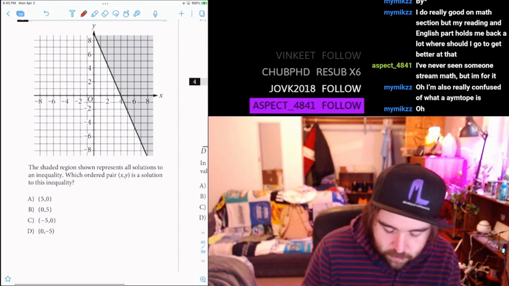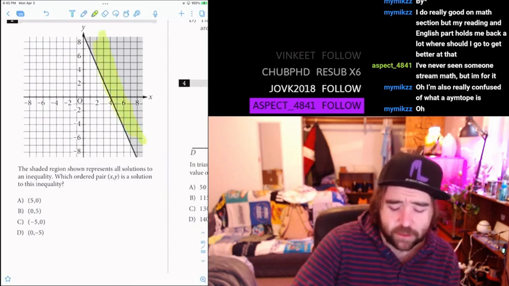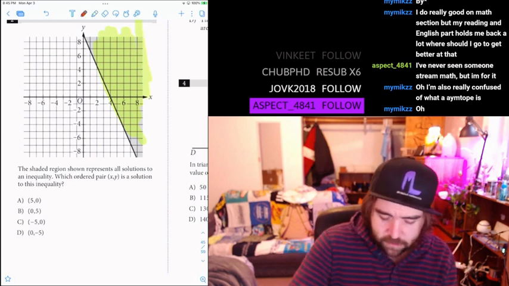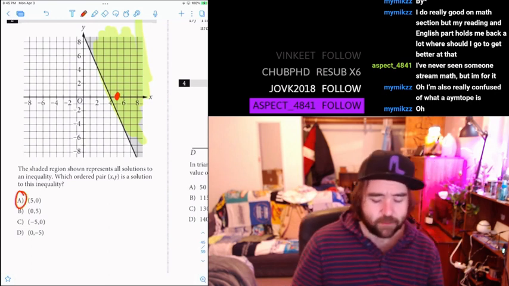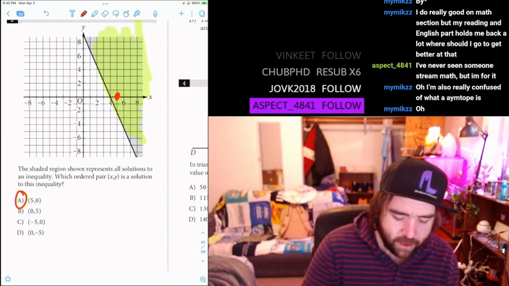All right, so what is the solution to the inequality? So we got to graph the inequality. I'm surprised they gave us that so easy. The solution is just whatever section is shaded. So you just got to look for the point that's in the shaded section. So I'm going to say right here, (5, 0). You can look real quick, make sure none of the other ones are. Yeah, they're all over the place.